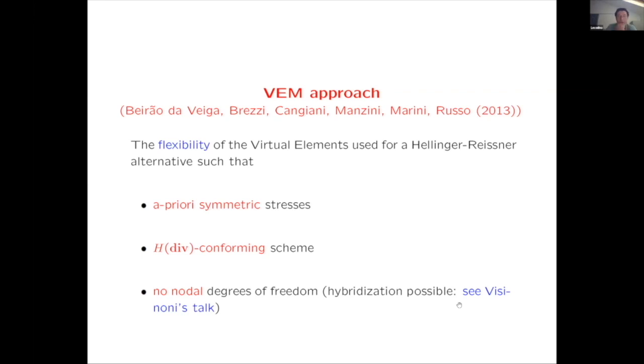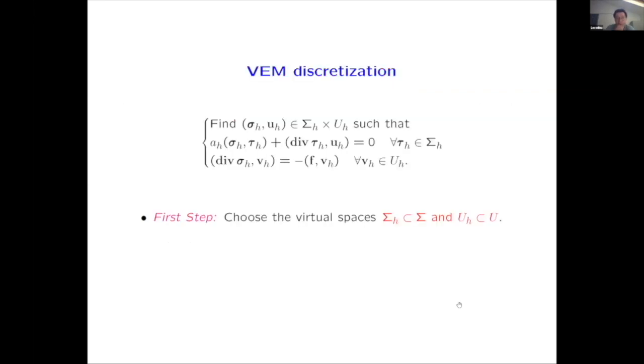Okay, so let's see how to reach this goal. Of course, the first step is just to write down the discrete variational formulation. So this means that you have to consider the problem, and then you restrict the problem to discrete spaces, virtual spaces. In this case, it's just Σh, which should be contained in H(div), and Uh that should be contained in L2, but this is not a problem, of course.